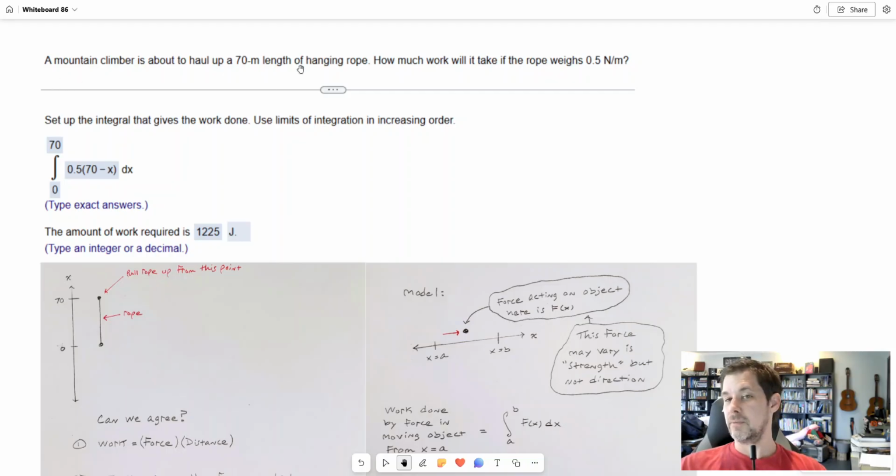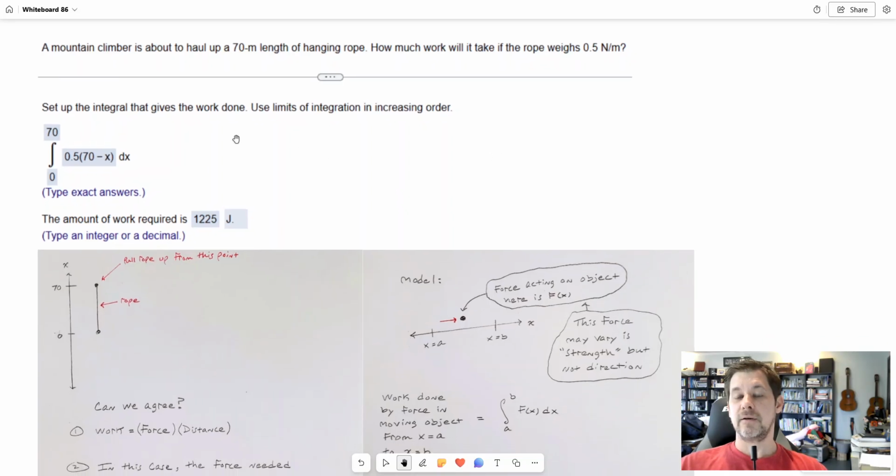So here's a problem from our assignment, and it goes like this. If I ignore some of the details about this problem, what it comes down to is we're trying to reel in a rope from a point. It says that the rope's 70 meters, and it weighs half of a Newton per meter, so every meter of rope has a downward force because of gravity of half of a Newton. It says to calculate the work done in reeling in or lifting up that whole portion of rope.